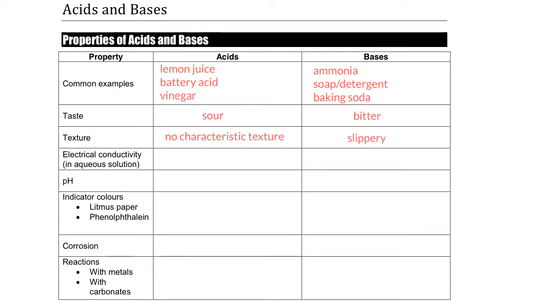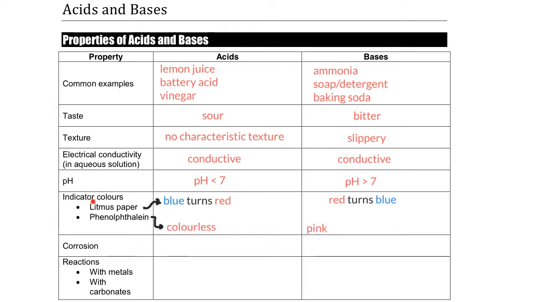If you think about bases, like the soap example, they're slippery. So bases have a slippery texture. Acids don't really have a characteristic texture. Some of them feel a certain way, some of them feel a different way. There's not any consistency there. Both acids and bases are conductive when dissolved in water. Acids have a pH of less than 7, bases have a pH of more than 7. We'll talk more about pH later.